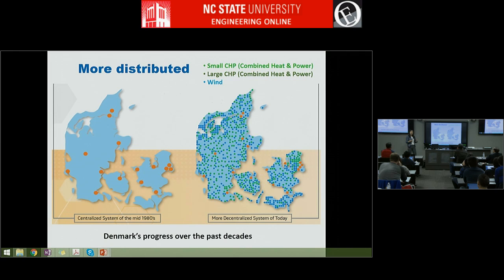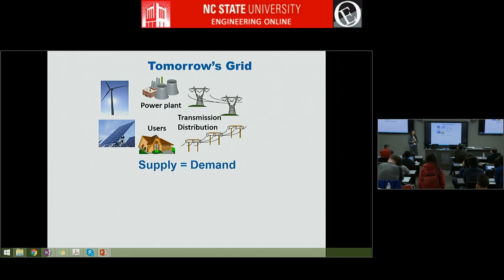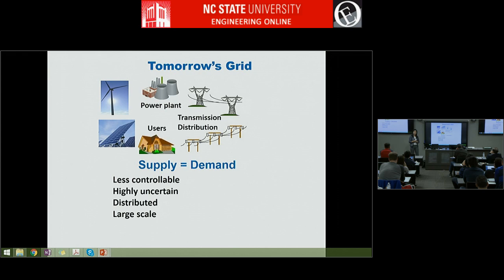Another difficulty is that in order to harvest renewable energy all over the place, we tend to deploy renewable energy plants all over the place. This plot shows how Denmark has installed renewable energy. We can see the number increase, the size decrease, and the structure become more distributed. Putting all this together, let me summarize. What is happening in the current grid? On the supply side, it becomes less controllable and has a lot of uncertainty. Also, it becomes much larger in scale and more distributed. That's what happens on the generation side.